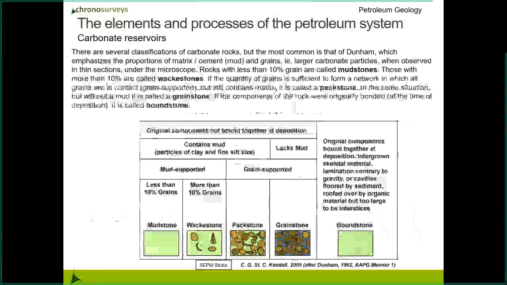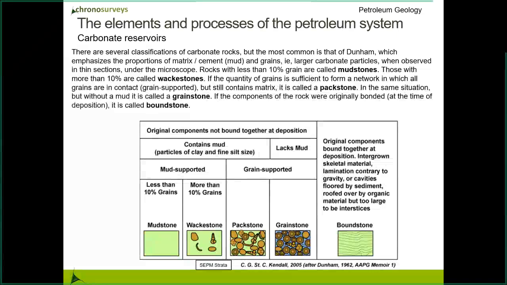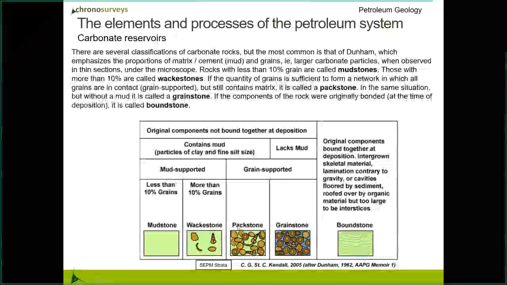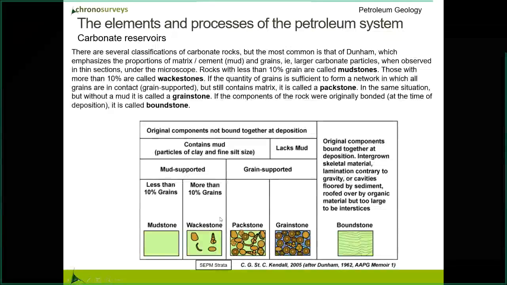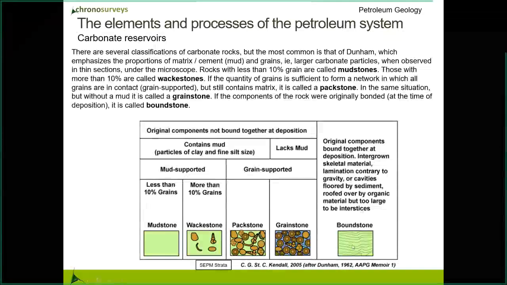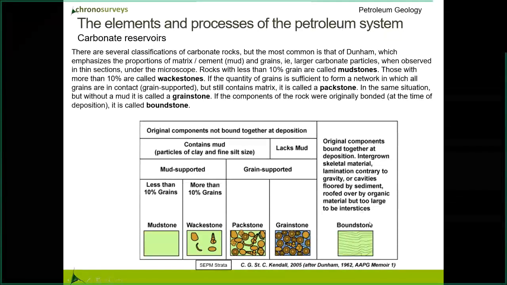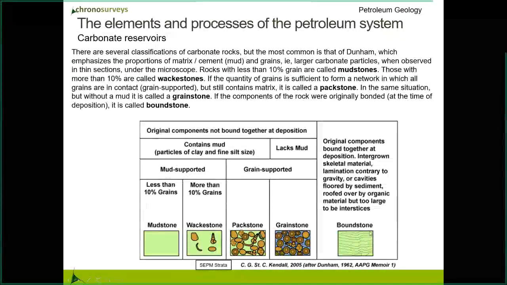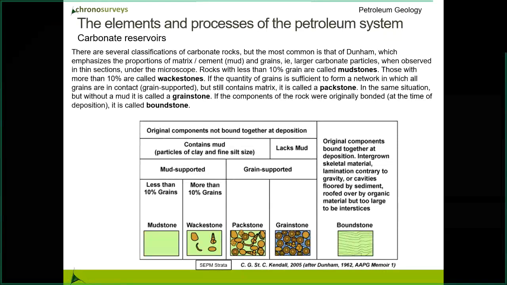There are many classifications of carbonate sediments. One of the most used is that of Dunham, which emphasizes the proportions of matrix or cement and the grains. So they will be considered to be mudstones, wackestones, packstones, or grainstones, considering the proportion of mud, so the finer particles, and the grain, so any calcitic particles of larger dimensions that are part of the rock. And in cases where you have, for example, algal mats or stromatolites or other carbonates of that same type, they are called boundstones.